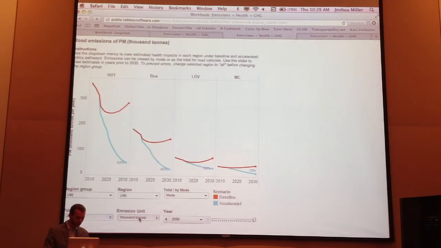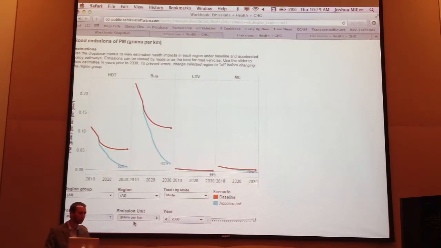So we could switch the pollutant that we want to look at. We could change the units to make it a little bit more interpretable, or even to normalize. So this is normalizing based on per vehicle activity unit, not a PM that would be emitted.